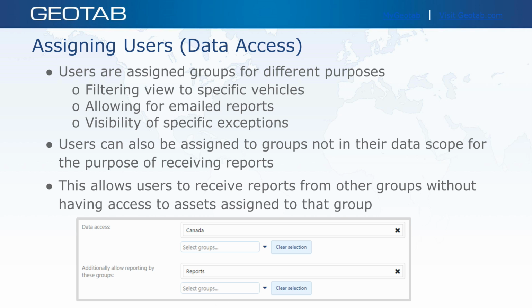So let's talk a little bit about users and how they relate to the groups. Users are assigned to groups for different purposes. Maybe for filtering to specific vehicles within the software, maybe allowing for emailed reports to be sent to them for their own specific location, even visibility of specific exceptions within the system, which I'll expand on.